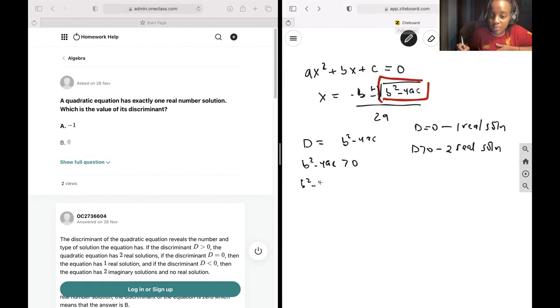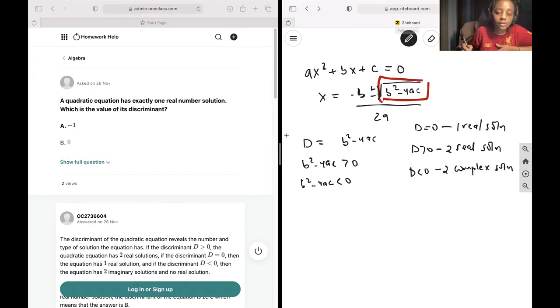So b squared minus 4ac is less than 0. That means that we're taking the square root of a negative, and that would give us complex numbers. And so you would get a real number plus or minus a complex number. And so that would mean that for d less than 0, we get two complex valued solutions.